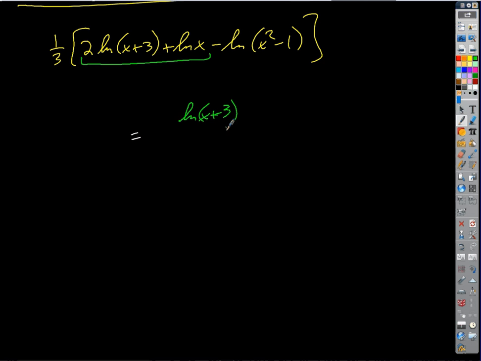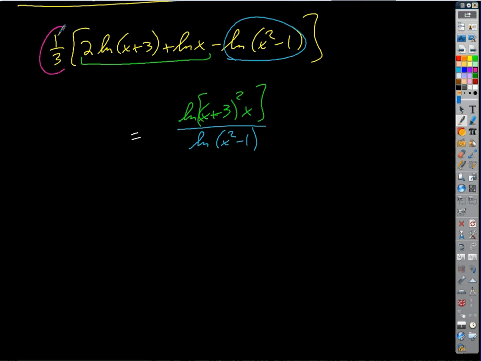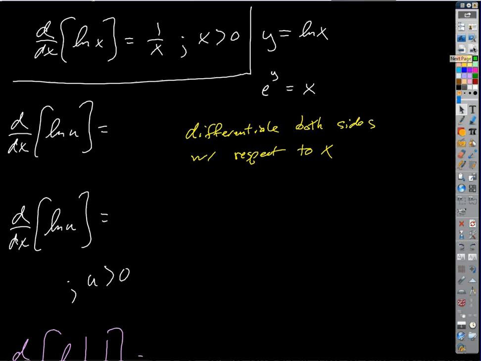x plus 3 squared, times x, divided by log x squared minus 1. And then finally, that whole thing is just going to make it a cube root of the whole thing, right? Or 1/3 power, either way. Okay, good. All right, so let's go ahead and talk about the derivatives then.